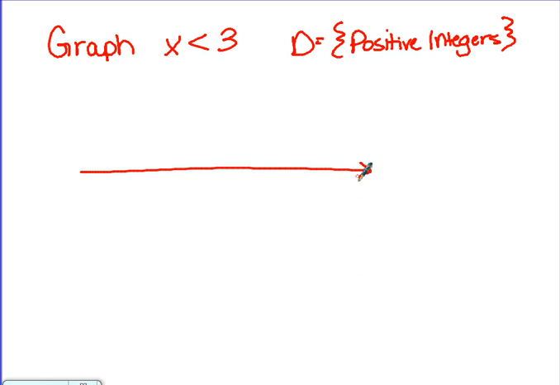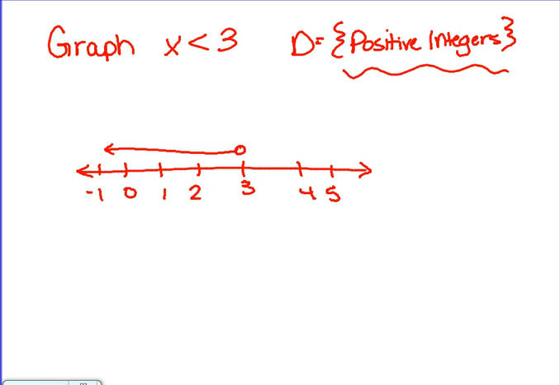Normally I would graph numbers that are less than 3, and I would do an open circle over 3 going to the left to show numbers that are less than 3. However, I'm only dealing with positive integers. So instead of showing less than 3, I'm only marking those that are positive integers less than 3. The only things on my graph would be 1 and 2, since they are the only positive integers. Remember, 0 is neither positive nor negative. So since 1 and 2 are the only positive integers less than 3, those would be the only ones that we would graph.